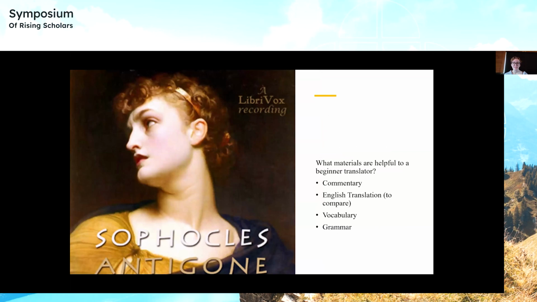When I started translating Antigone, I kept my vocabulary and grammar on hand, and I used an English translation and a commentary. The English translation I used to compare my work, to compare my perspective versus another perspective on the text, but the commentary was very, very useful for me because it allowed me to see the inconsistencies in the original Greek text versus the Koine dialect and the Attic dialect of Greek. And it also gave me line by line annotations.